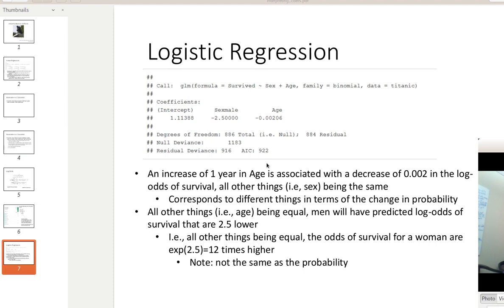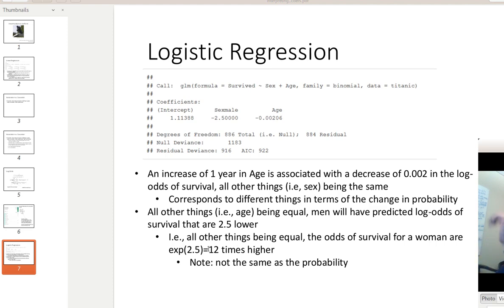Another thing we can say: here if the passenger is male, we subtract 2.5. So that means that all other things being equal, men will have predicted log odds of survival that are 2.5 lower. By the way, I have two ways of talking about those things. One is I just say an increase of 1 year of age is associated, so I say associated to avoid causal language. And here I'm talking causally, but I'm talking in terms of the predicted log odds of survival, which is not the same as the log odds of survival.